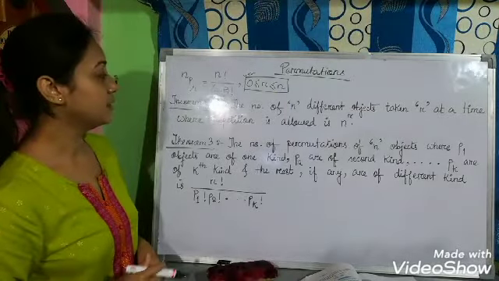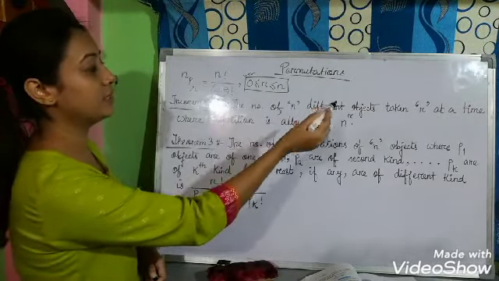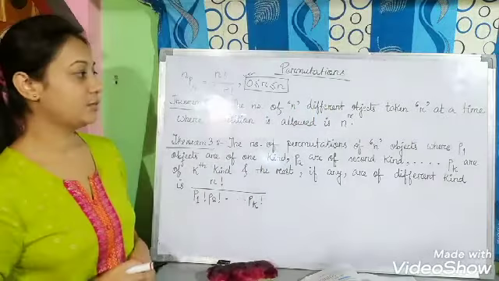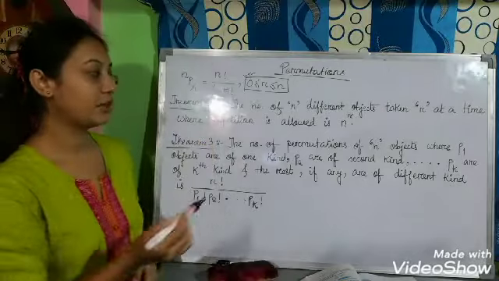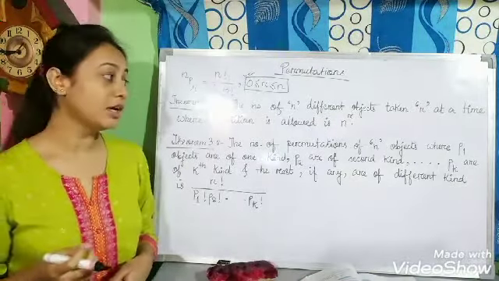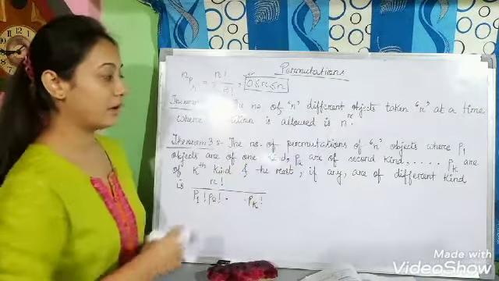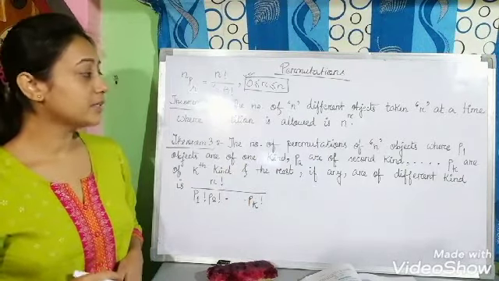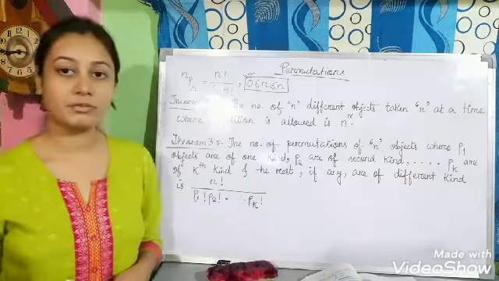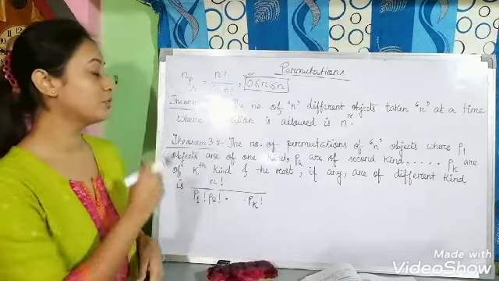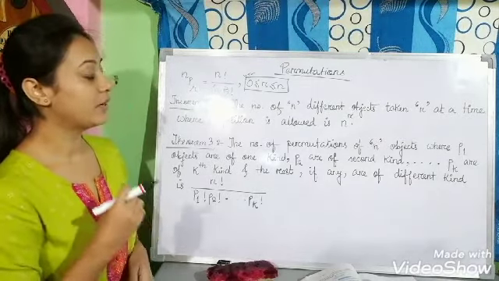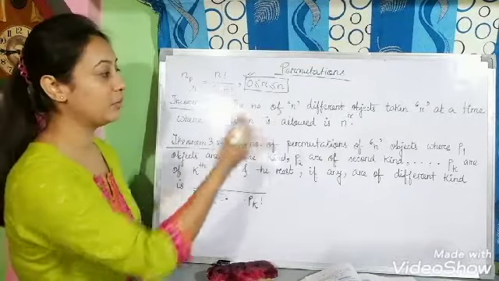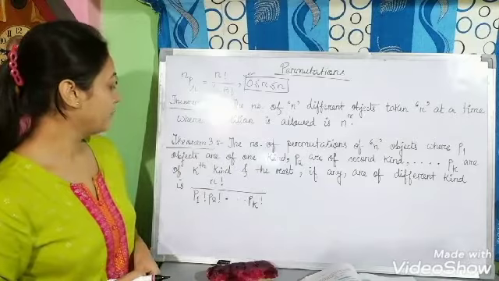Next, a theorem is given. So theorem 2 is the number of n different objects taken r at a time where repetition is allowed. If repetition is allowed, then it is given by n to the power r. So for example, in our last class we have done some of the questions where repetition was allowed. Those questions you can do this way: wherever n objects were taken r at a time where repetition is allowed, that is given by n to the power r.